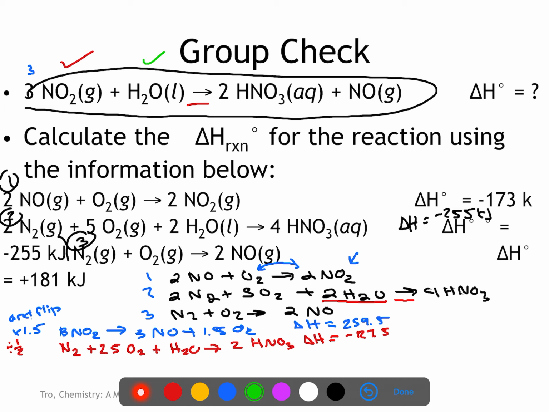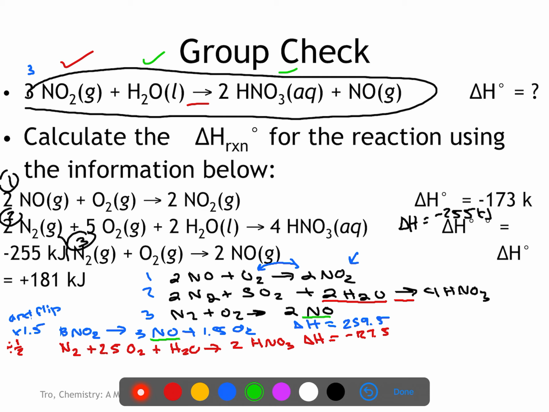I just figured out my water and my nitric acid. I have now 2 nitric acids. Now I am looking at NO. Now NO shows up twice. I have NO right here, and then I have NO right here. So right now it's on both of the product side, and I need to get rid of it.